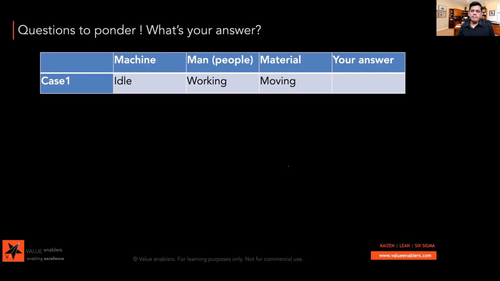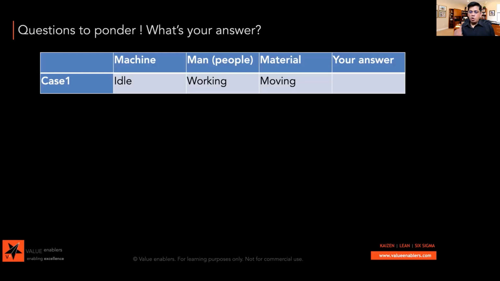Suppose you walk into the factory, you need not answer here, but you can take a snapshot of this and answer in the group. Suppose you walk in and see the machine is idle, whereas man is working and material is moving from one place to another. What is your thought process in terms of what is happening inside that? What is the possible reason why the machine is idle but man and material are working? If this question is clear, type super clear in the comment box. This is to trigger the lean thinking.